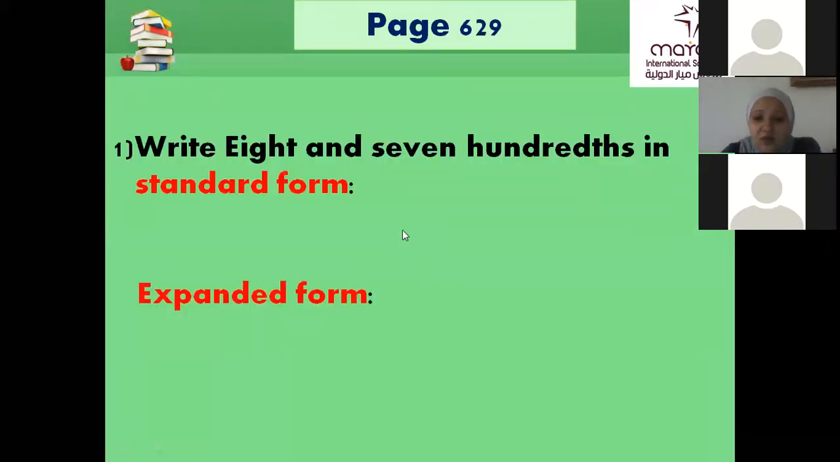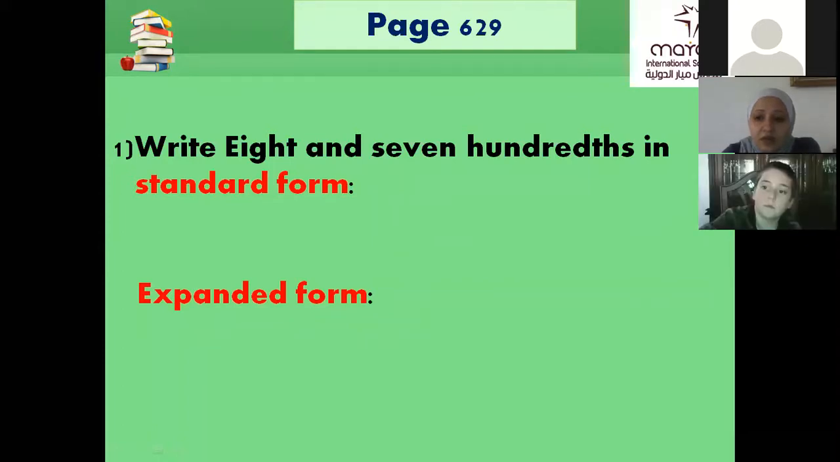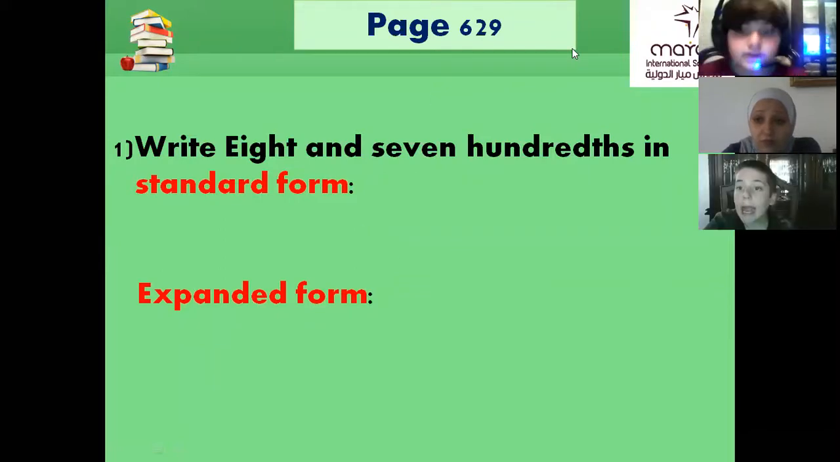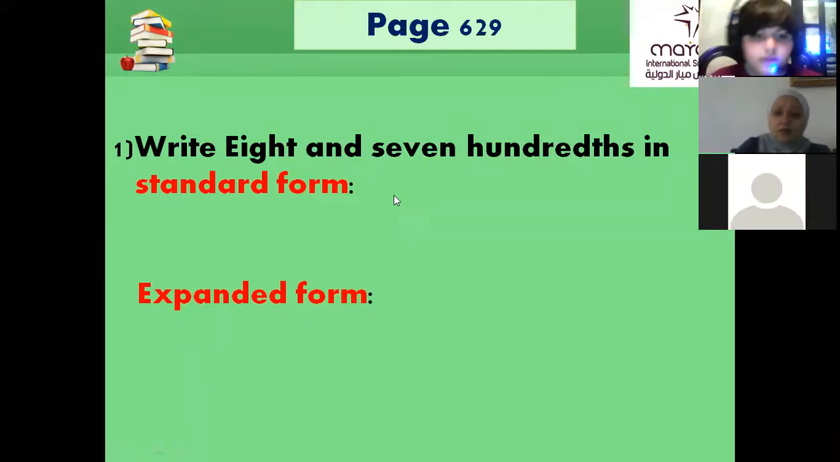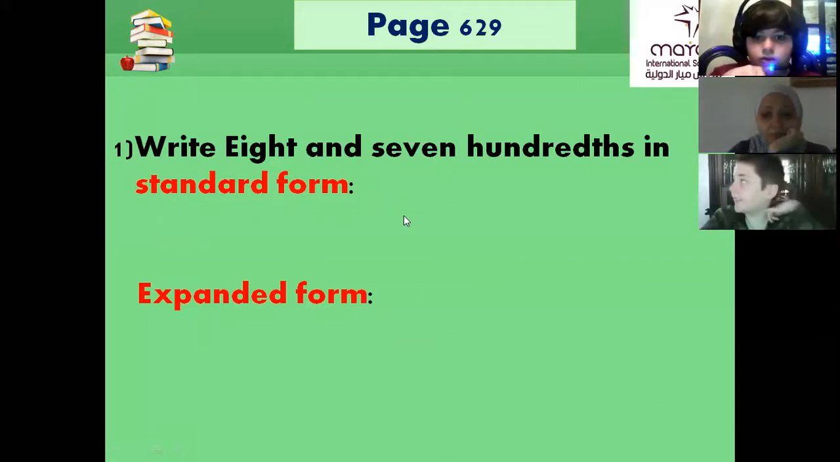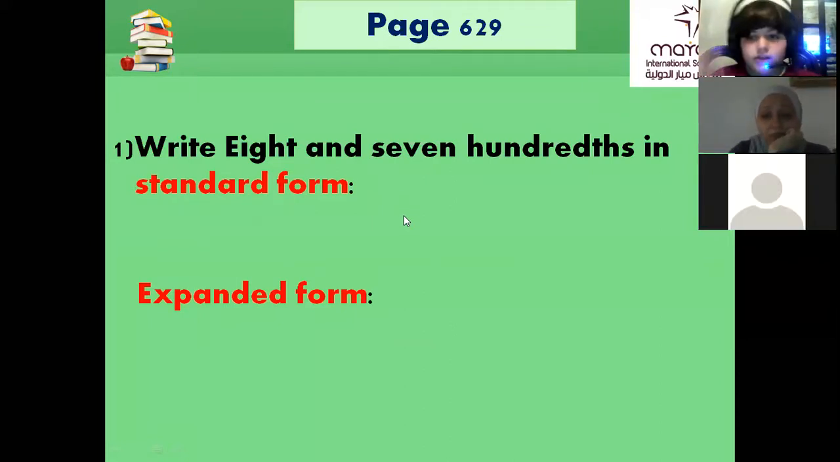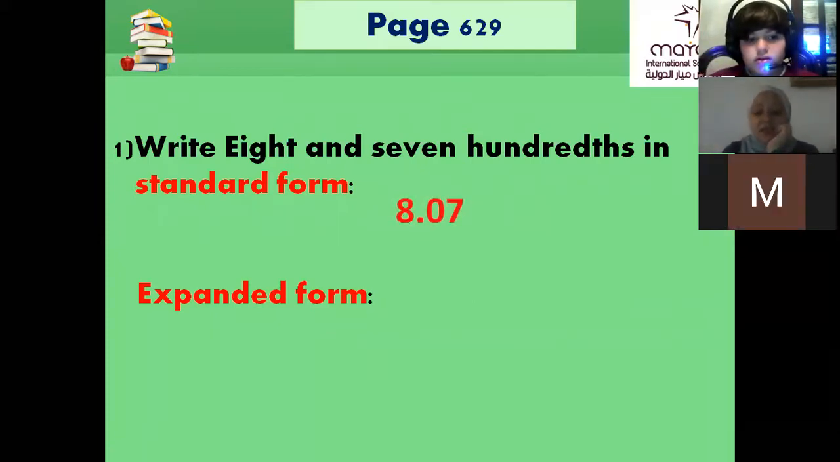Who wants to tell me how to write this? 8 and 7 hundredths. Rawhi, can you solve? Write 8 and 7 hundredths in standard form. We will write 8.07, with the 0 because it's hundredths, not tenths.